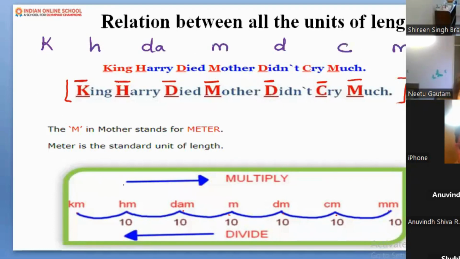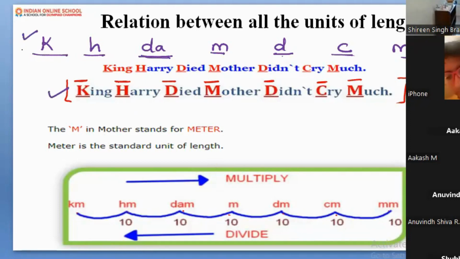In this case, for Kal, K; H is for hame; DA is for Delhi. Why am I writing it DA? Because here also it is D and here also it is D. That's why I made this DA. So, Kal hame Delhi mein do chor mile. We can learn this trick in any of the ways, okay? We can go with this way or we can go with that. Understood?